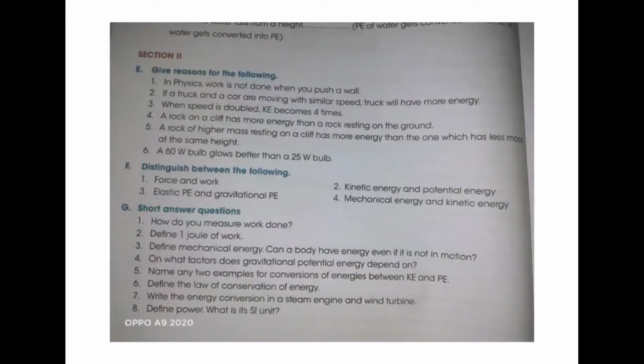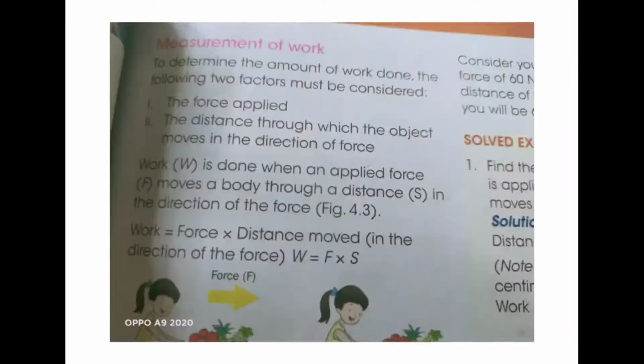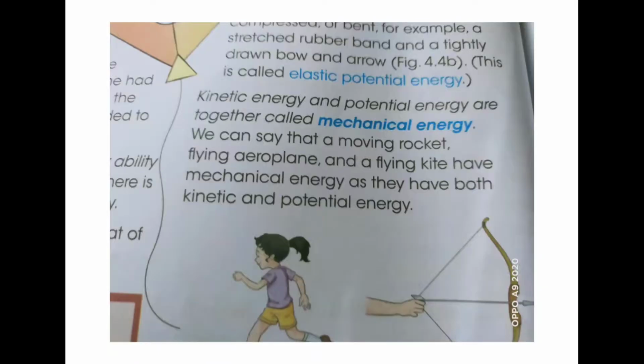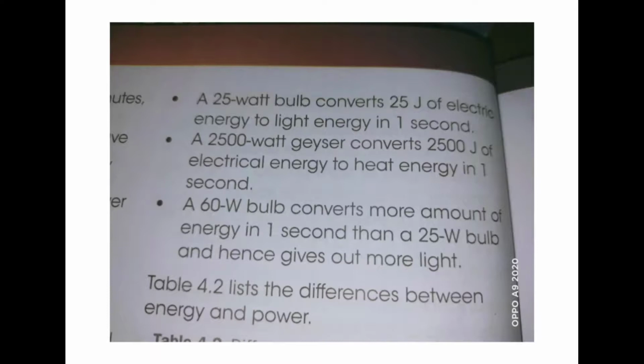Number 6, a 60-watt bulb glows better than a 25-watt bulb. So the reason behind this one: a 60-watt bulb converts more amount of energy in 1 second than a 25-watt bulb and gives out more light. So this is our answer. This one you need to write.